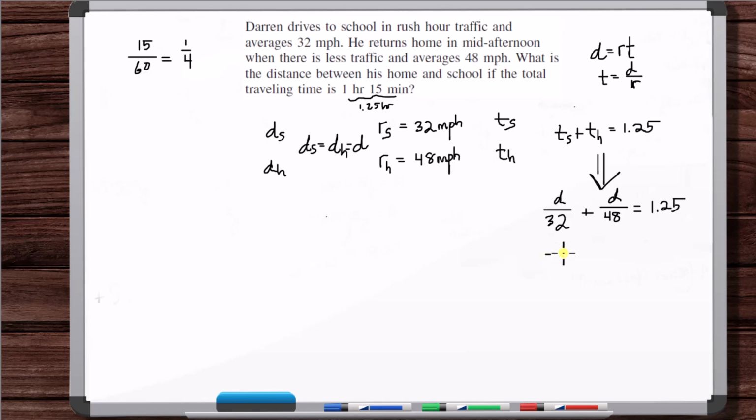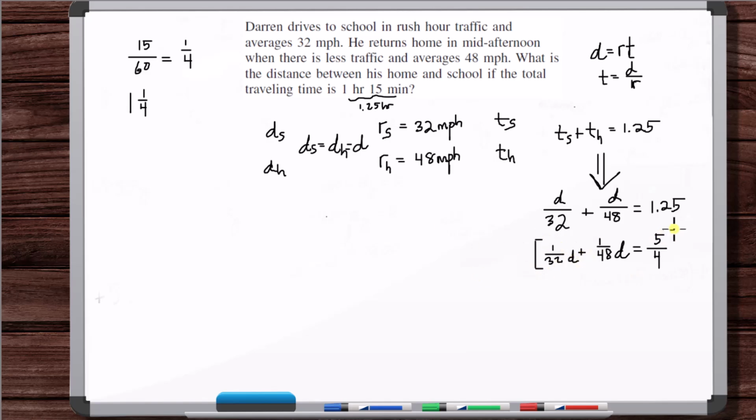This is 1 over 32D plus 1 over 48D is equal to 1.25. And you could also put this as 1 1/4. How do you convert that to a fraction? That's 5/4. 1 1/4: multiply 1 times 4, add 1, you get 5/4. Okay, so let's solve this.